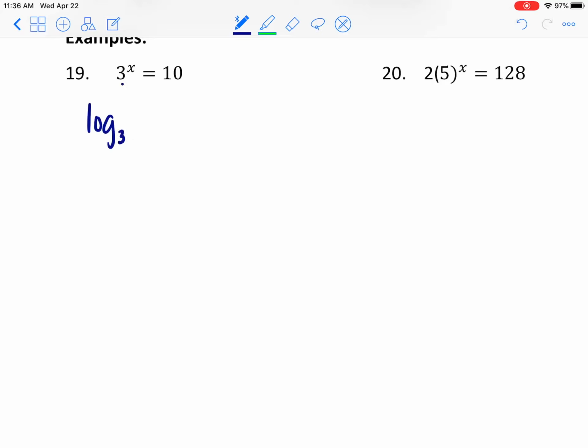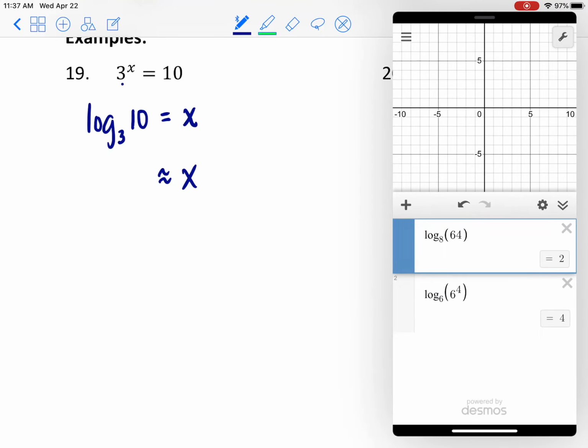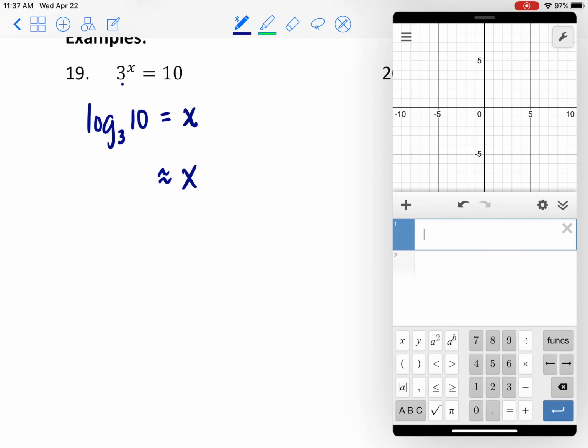That's exactly what a log is. A log is a power. So if I rewrote this in log form, this would be the log, base of the exponent is 3, base of the log is 3. So the log base 3 of 10 is that power that we're looking for. So if I rewrite this in log form, it's solved, right?